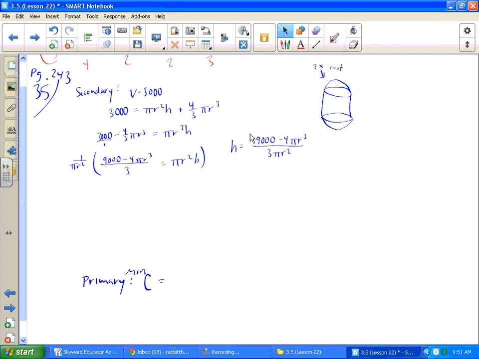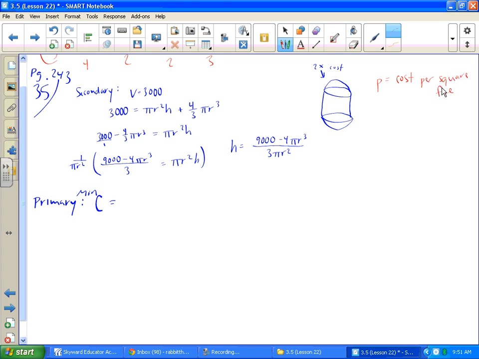Okay, so we should have the secondary equation done here. This is the equation I'm going to be plugging in the primary. Now the primary equation for this one, I'm trying to come up with the cost for producing something that looks like this, right? So let's say that P equals the cost per square foot. Because isn't area in square feet? Okay, and what I'm finding is the surface area of this, right? And that's what my cost is going to be associated with, is the surface area.